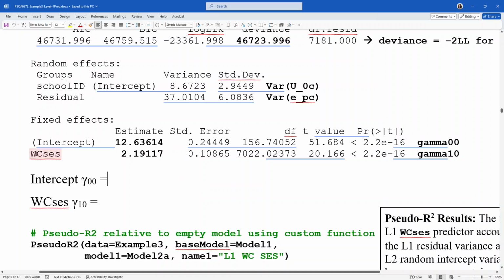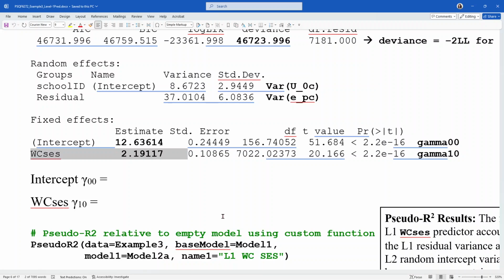And which of my 2 variance components should that new slope have explained? This is a within cluster level 1 person predictor. Therefore, it should have explained level 1 within person math differences. Yep. So within level 1 intra versus between level 2 inter.